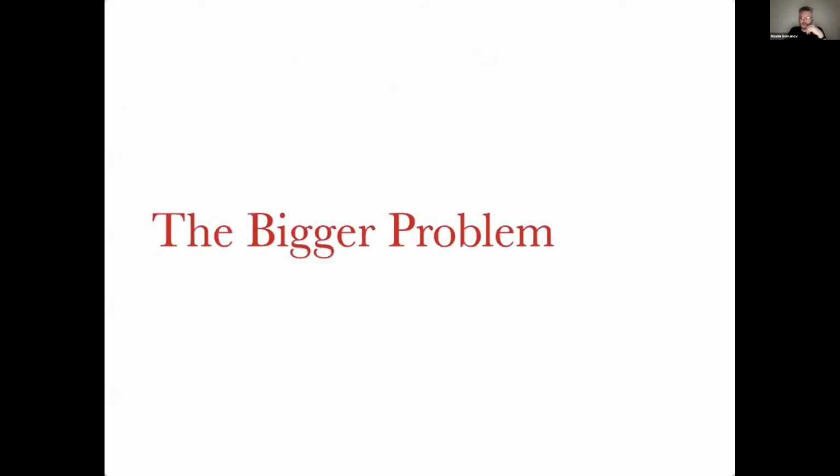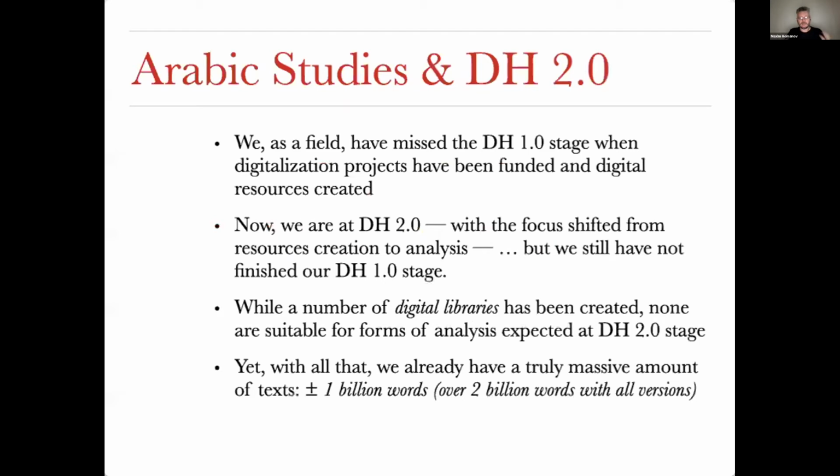And there's also a bigger problem behind that: the state of Arabic and Islamic studies more broadly, and DH 2.0. As a field, we missed DH 1.0, when digitization projects were funded and digital resources were created. We are now in DH 2.0, where the focus has shifted from resource creation to analysis, but we still haven't finished our DH 1.0 stage. At the same time, we have a huge number of digital libraries that have been created for Arabic sources, but none of them are really suitable for the analysis expected at the DH 2.0 stage.